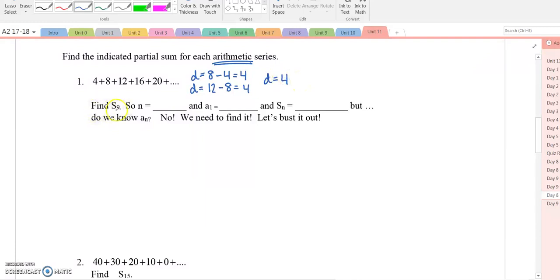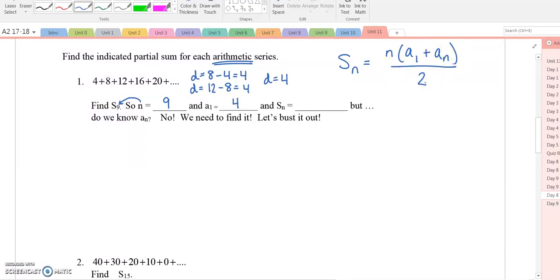So to find S sub 9, we know that n is going to be this number here, the one that's with our sum, so n is going to be 9. It's the sum of the first 9 terms. And we know a sub 1, because a sub 1 is always my first term, so that'll be 4. But S sub n, we don't know, that's our formula. So I know some pieces. I'm just going to rewrite the formula down here so I don't have to keep scrolling. So this is the new S sub n formula.